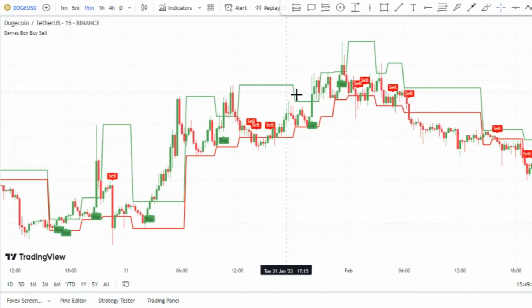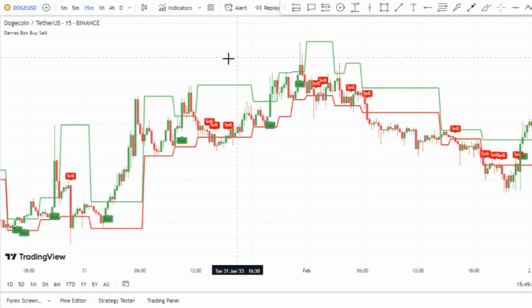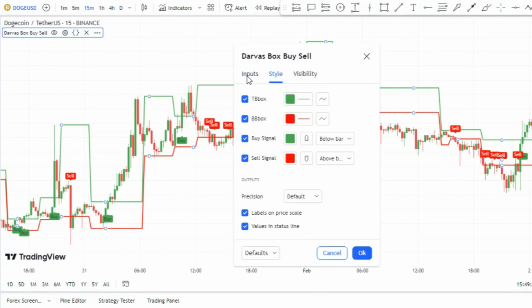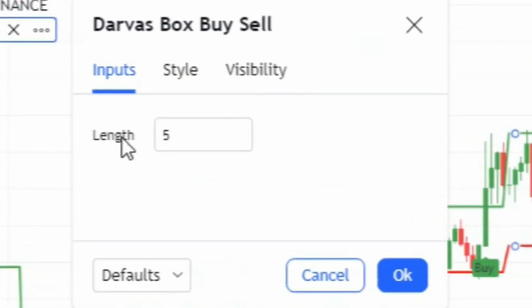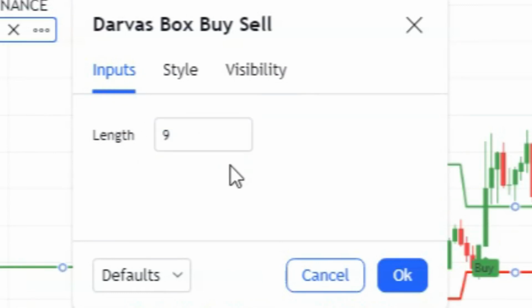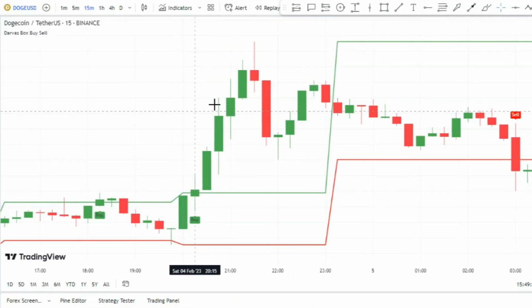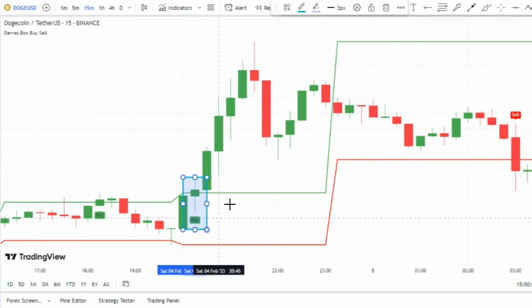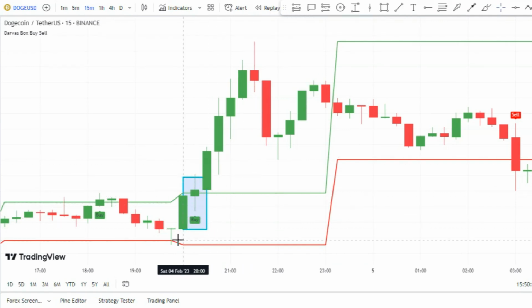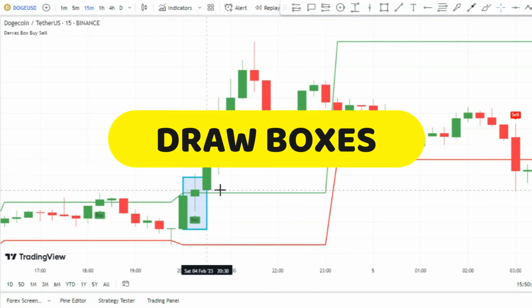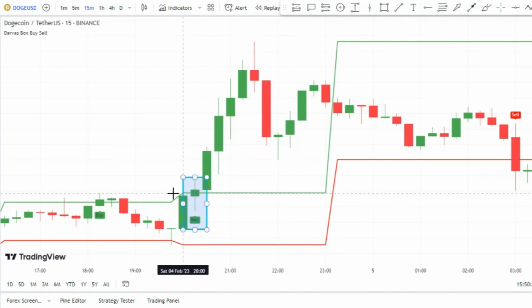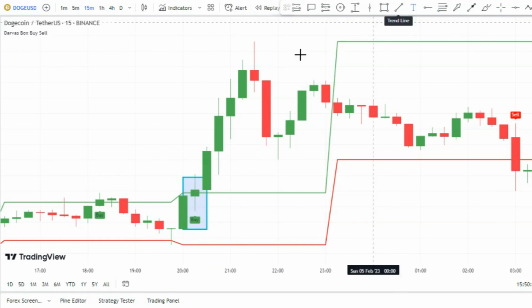To make it suitable for this trading strategy, let's change its settings by going to the Inputs tab and adjusting the length to 9. And now let's take a closer look at the Darvas Box Buy-Sell indicator, which is an important component of this trading strategy. The indicator is designed to draw boxes on the chart, and it issues buy and sell signals based on breakout of upper and lower lines of the boxes.